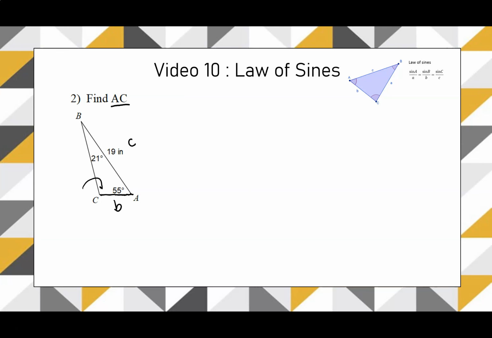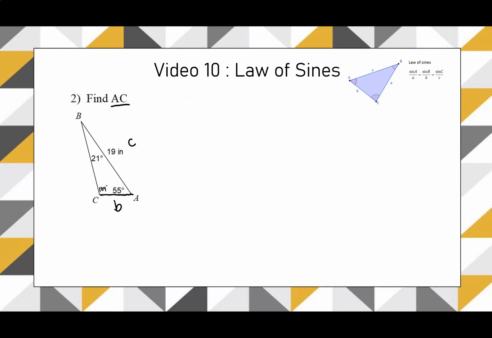I'm missing this angle right here across from the side that I'm given, which means I'll have to find that angle. So hopefully you can see what we're going to do here. We're going to add up 21 and 55, and that gives us 76 degrees. I need to subtract that from 180 degrees because there's 180 degrees in a triangle. Well, 180 minus 76 is 104 degrees. So now I'm going to mark this as 104. That's really important, and I'll explain why once we start circling things.